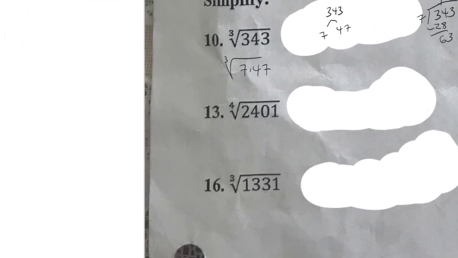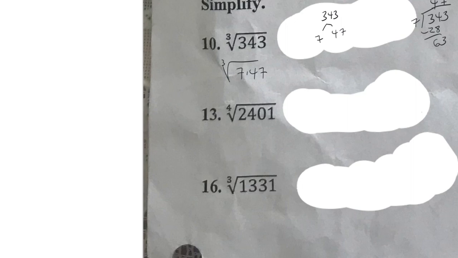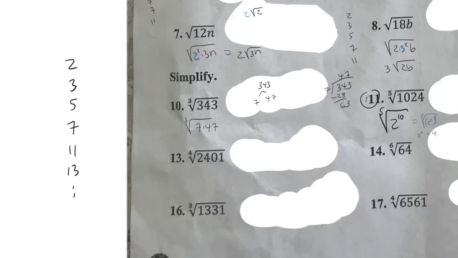Okay, this one right here looks not very fun. 2,401. I'm not so sure what the prime factors would be for that because it's not divisible by 2. I can see it's not divisible by 3 because the digits 2, 4, 0, and 1 do not add up to a multiple of 3. So it's possible that that right there is not divisible by anything. But let's take a look.